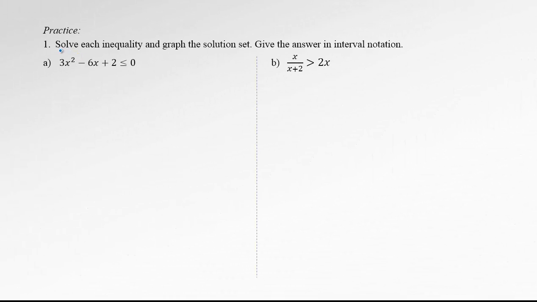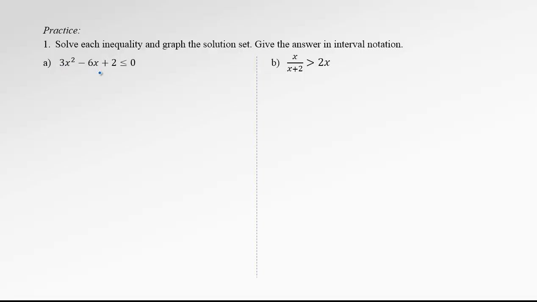Let's practice. Solve each inequality and graph the solution set. Give the answer in interval notation. Remember that unless it's written solve graphically, we are expected to solve algebraically. Okay, let's follow our steps. What should we do first? We already have 0 on one side of the inequality, that's great. Now we should factor this quadratic trinomial. Since the product is 6 and the sum is 6, we can't really factor it in integers.